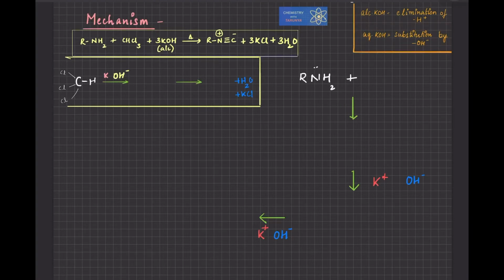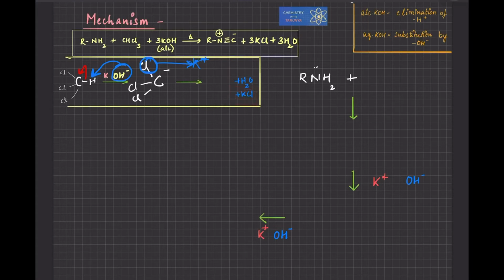Now, what happens here is the OH minus of KOH is going to abstract the H from chloroform, thereby moving this bond between H to the C, giving it a negative charge. Now, because of the negative charge, it makes Cl an excellent leaving group because of the electronegativity, and it's going to leave as Cl minus and attach itself to the K plus present in the solution, thereby forming KCl.